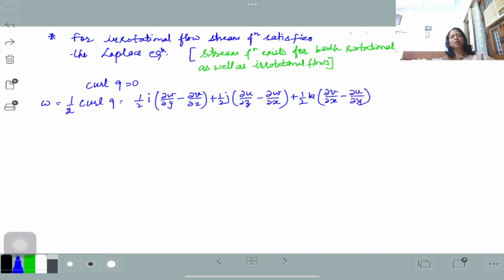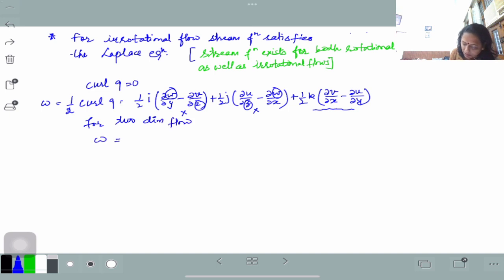But since I am considering only the two-dimensional flow, automatically this component will be 0, this component will be 0, because here w is 0, and z is not considered. So we are just left with this third component. So for two-dimensional flow, omega is just half k (∂v/∂x − ∂u/∂y), the derivative of u with respect to y.